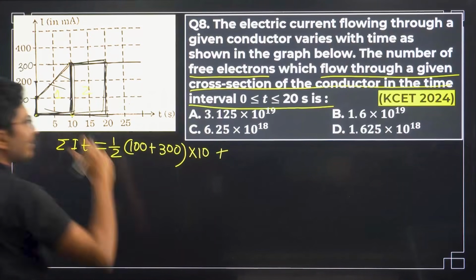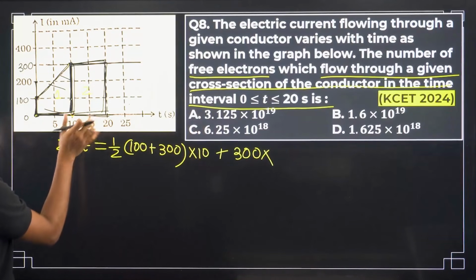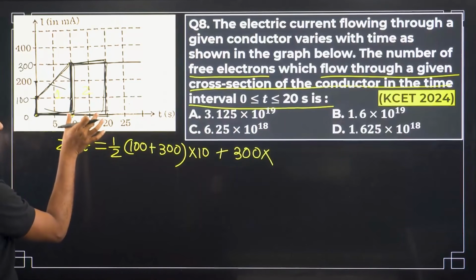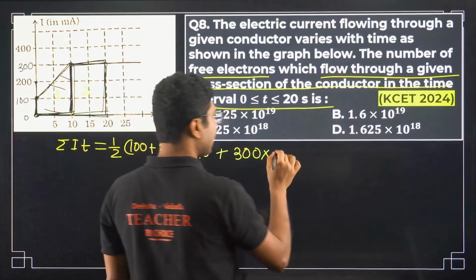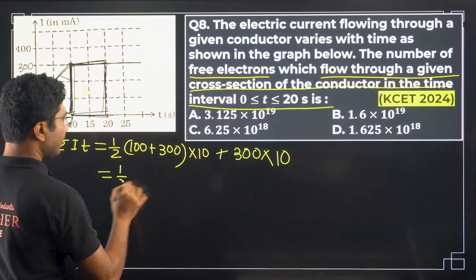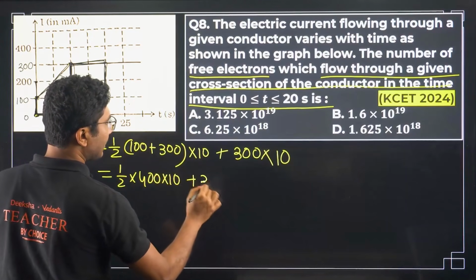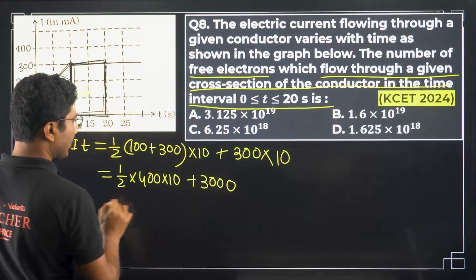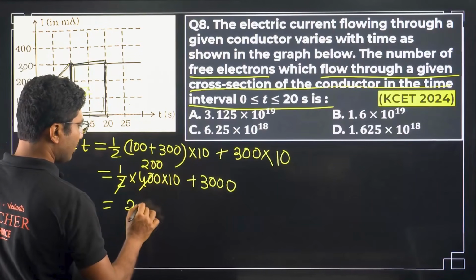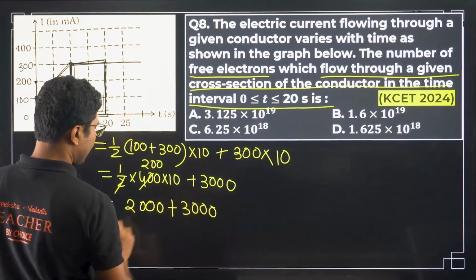Length is 300 and breadth or width is 10 to 20. 10 to 20 means the width is 10, 20 minus 10, that is 10, right? So this is how you calculate the area. So half into 400 into 10 plus 3000 equals to 200, that is 2000 plus 3000, that is 5000.